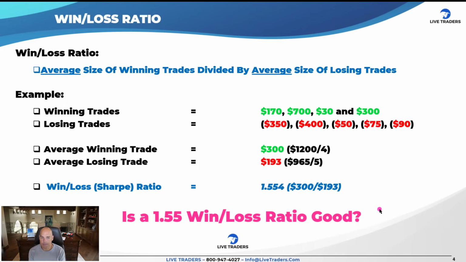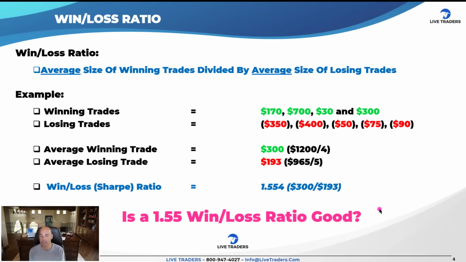The answer is, it depends. It depends on what your batting average is. What if you're batting 27%? Now is it good? No. If you're only winning, let's just call it 25%, if you're only winning 1 out of 4 trades, and when you win 1.5R, well, that's not enough to offset the 3 losing trades, is it?